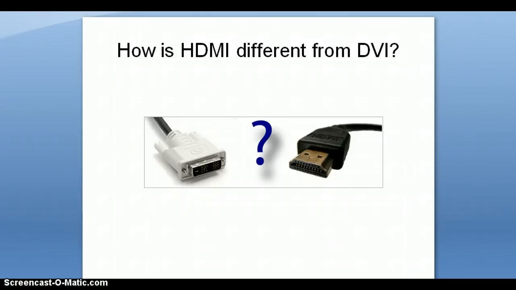How is HDMI different from DVI? The connectors found at the end of these 2 cables are very different looking from each other. One huge difference between these 2 interfaces is that DVI will only carry and transmit video, while the HDMI will carry and transmit both video and audio.